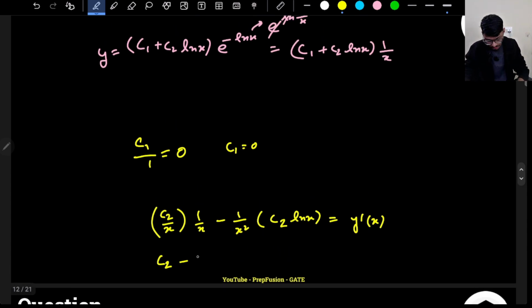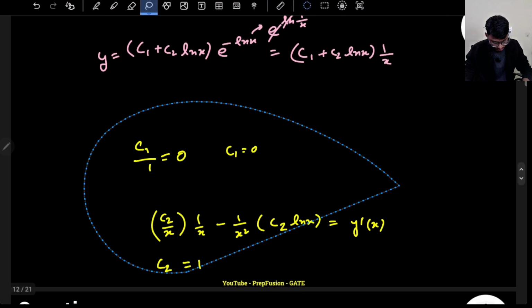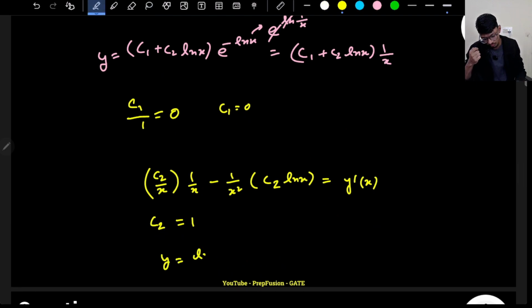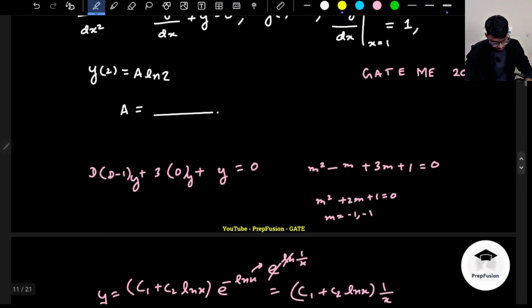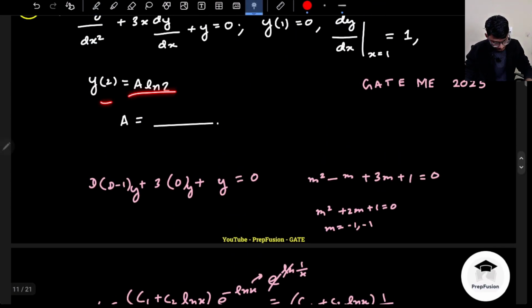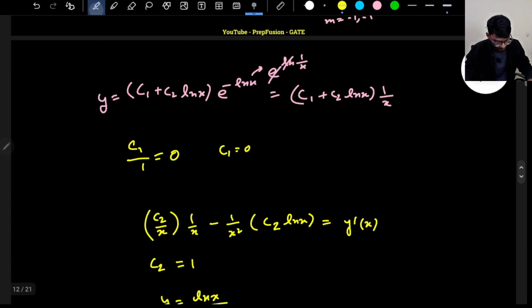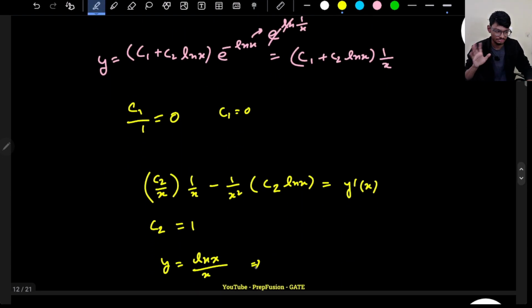So ultimately, what does y become? y is simply ln x by x. This is my y. Okay, so what have they told? They have told y of 2 is A ln 2. So if I replace y of 2, this will be ln 2 divided by 2. So A will be 0.5. Simple question, a simple differential equation question, nothing that difficult.